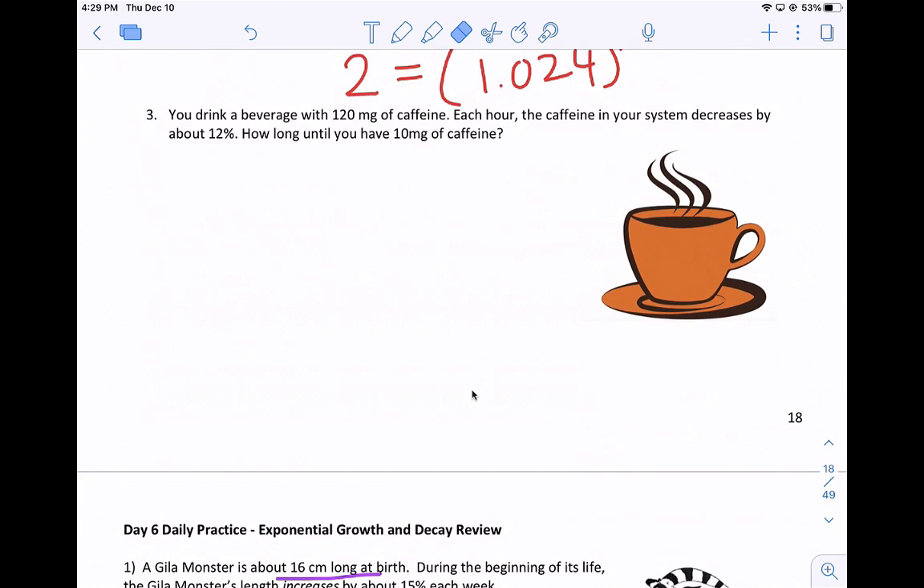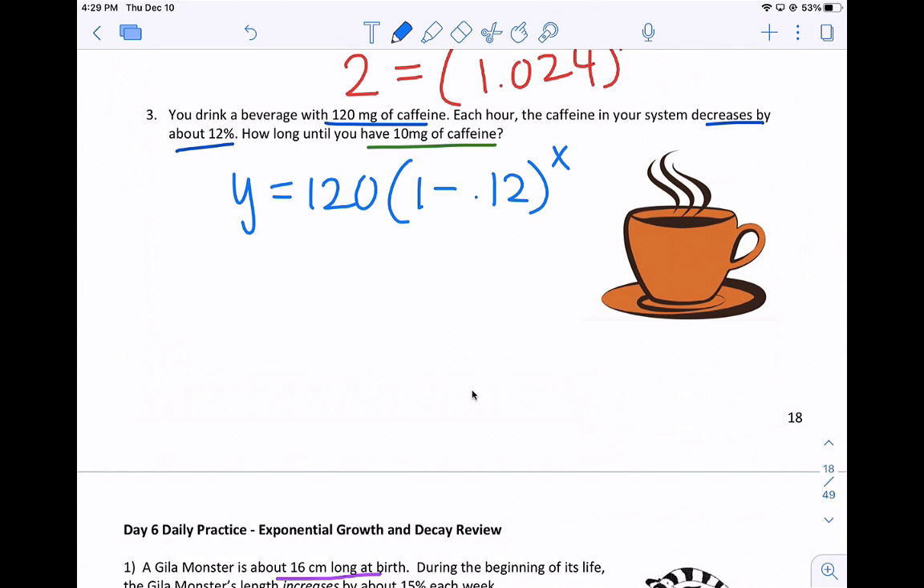Okay, so you drink a beverage with 120 milligrams of caffeine, so like a cup of coffee. Each hour, the caffeine in your system decreases by 12%. How long until you have 10 milligrams of caffeine in your body? Okay, so this is a decay problem. Let's start with the starting value, 120 milligrams. It's decaying at 12%. So it's kind of like the breathing problem that we did. So to rewrite this, we could say y equals 120 times 1 minus 0.12, which is the same as 0.88 to the x. And we want to know how long until we have 10 milligrams left.